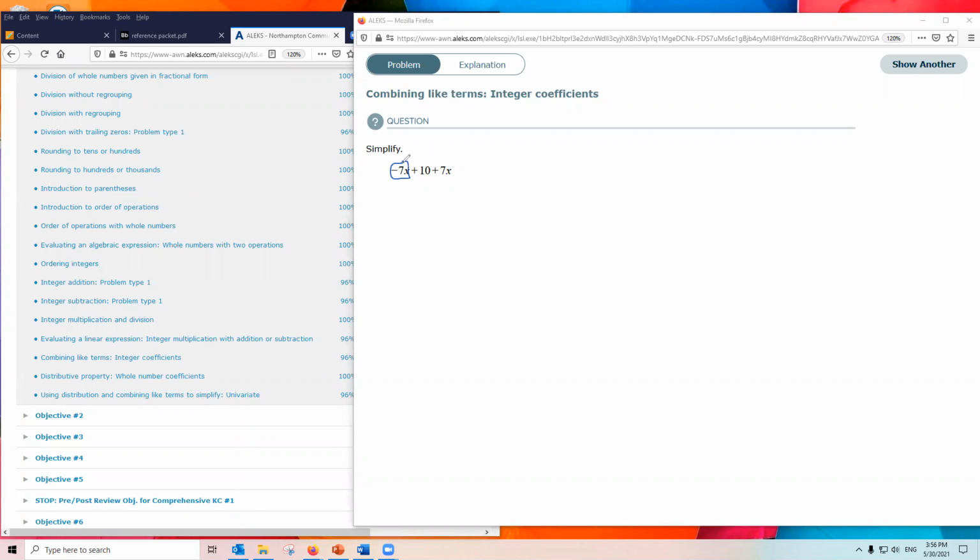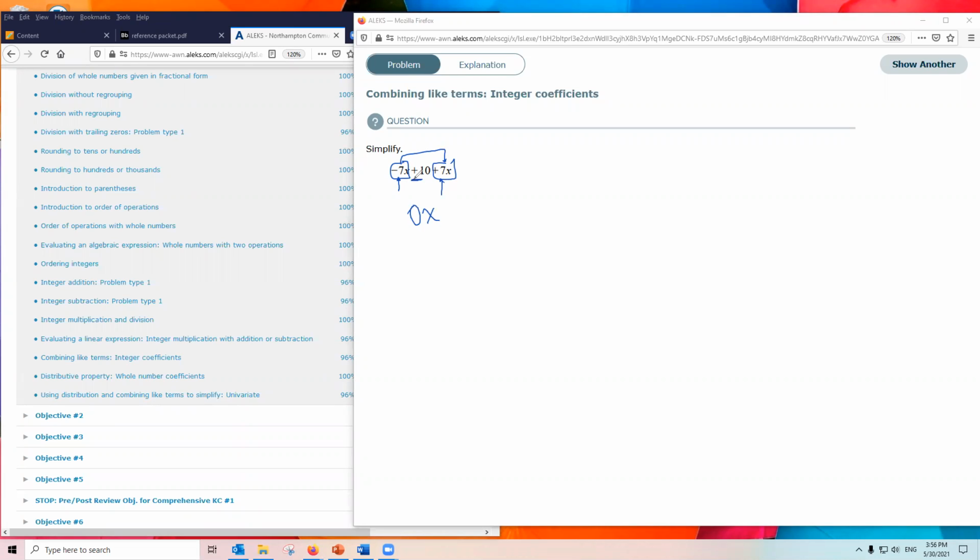Well, I'm seeing a negative 7x and a plus 7x. Well, the rule is you keep the letter part the same, that's x, and you add the numbers in front together. That means I'm going to add a negative 7 and a positive 7. But negative 7 and positive 7 is 0.